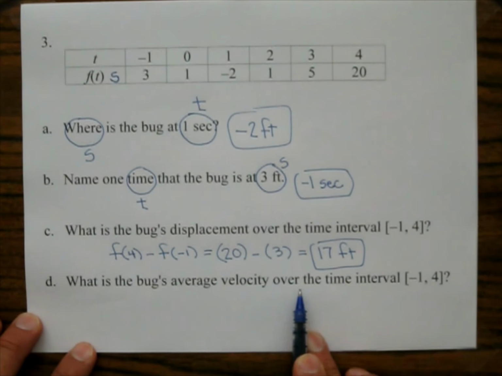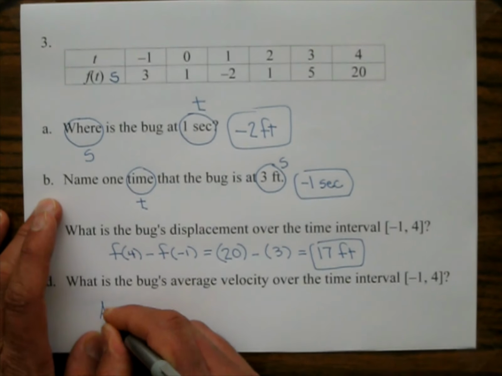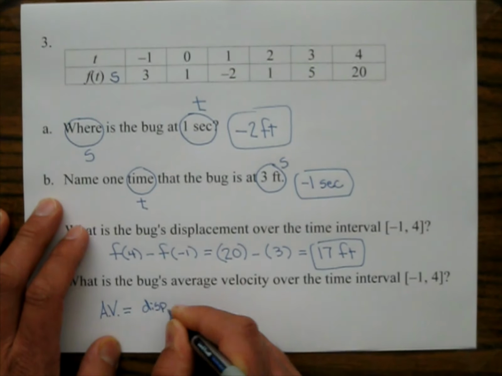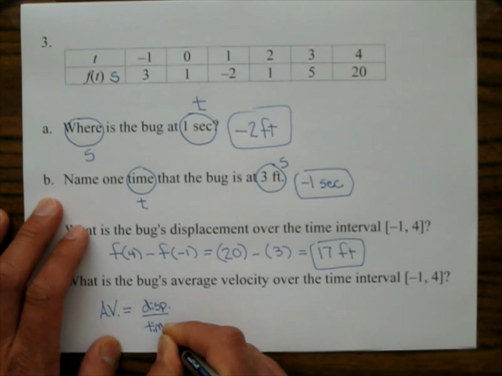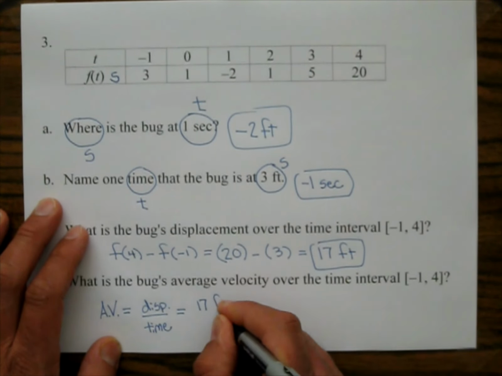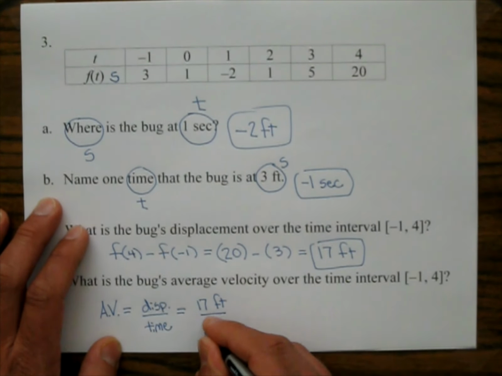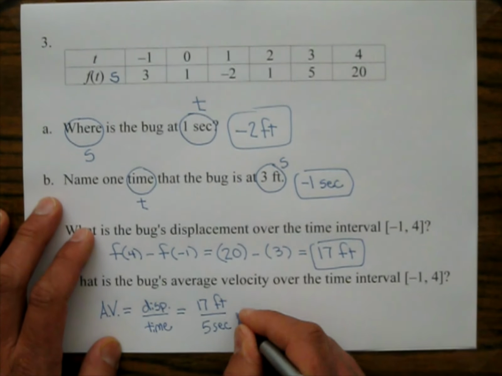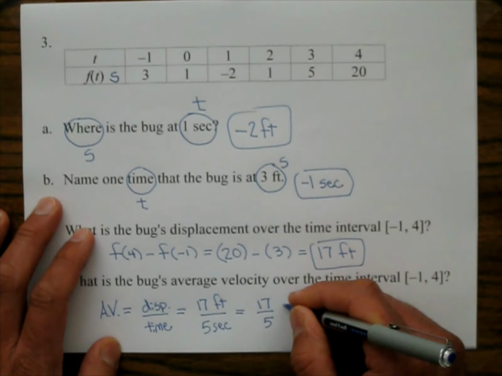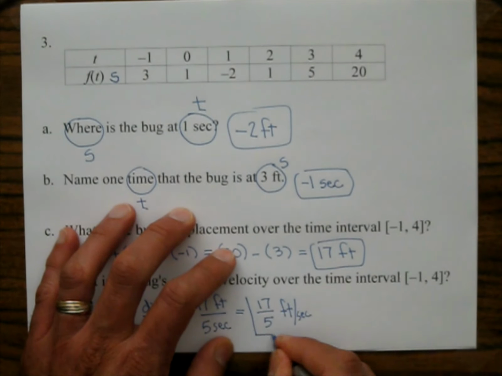What is the bug's average velocity over the time interval that we just did? Well, the average velocity happens to be the displacement over the time. The displacement, we just figured that out to be 17 feet. And the time looks like 5 seconds went by there. And so my final answer for this is 17/5 feet per second.